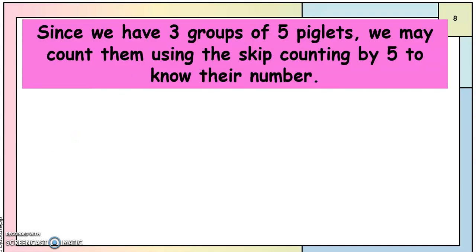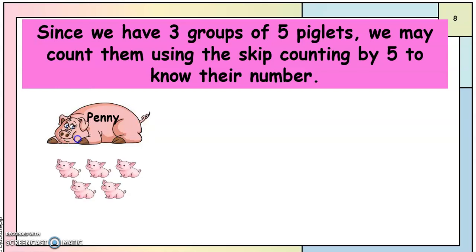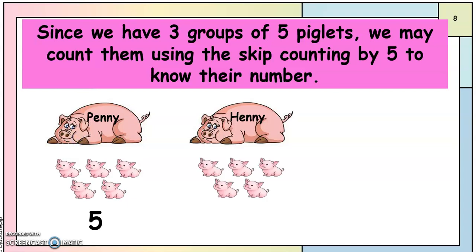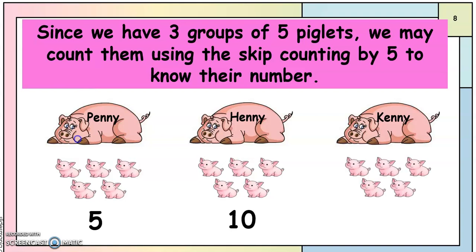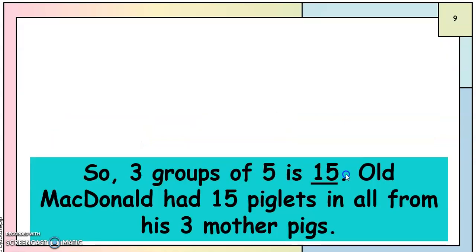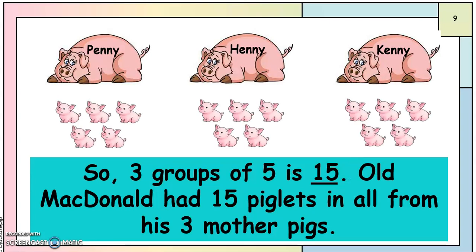Since we have 3 groups of 5 piglets, we may count them by keep counting by 5 to know their number. So for Penny, she got 5. And then for Henny, we're going to add Henny's piglets. So we got here 10. And of course, we will add Kenny's piglets as well. So we have here 15. So we have 5, 10, and 15 piglets. So 3 groups of 5 is 15. Old MacDonald had 15 piglets in all from his 3 mother pigs.